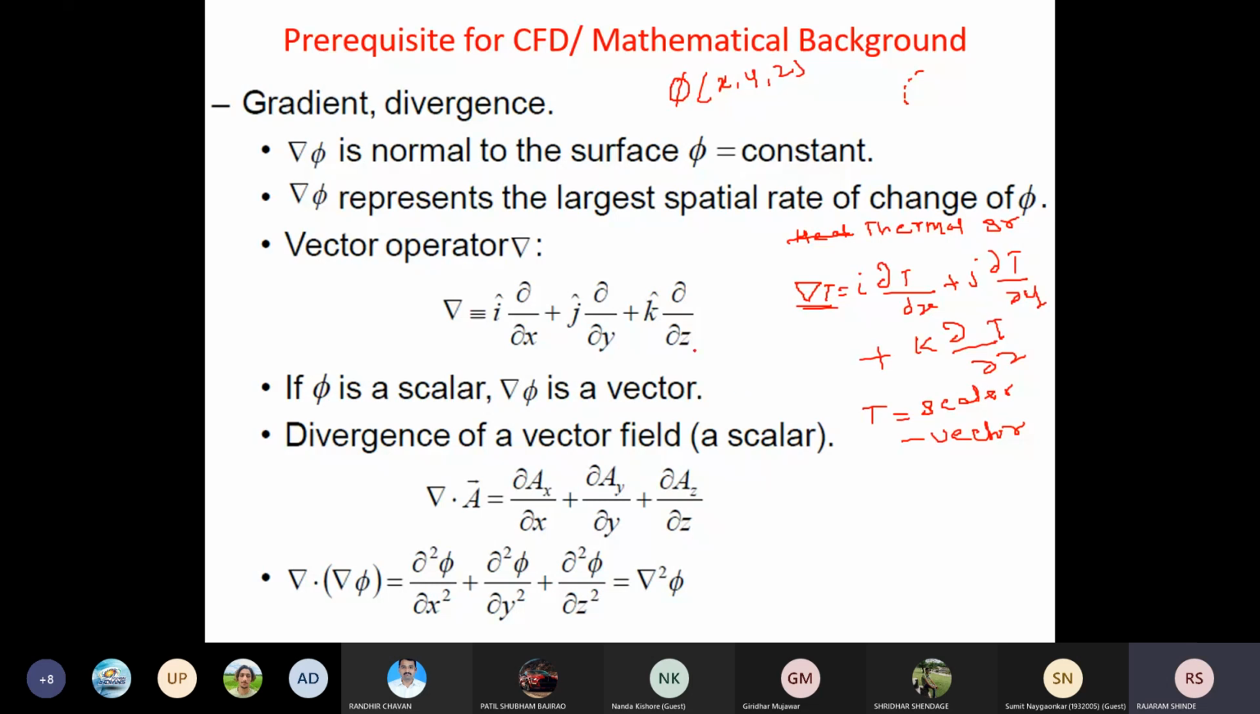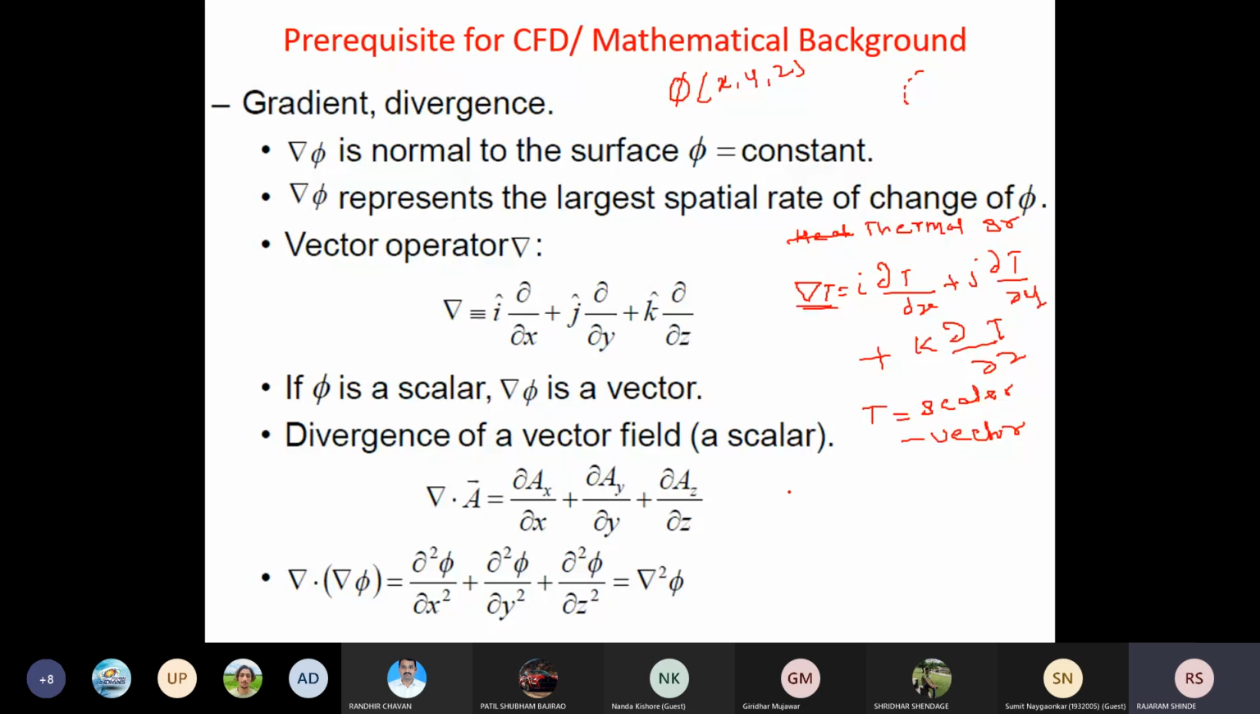Next is the divergence of the vector field. Now divergence means it is a dot product of the gradient, that is the del operator, and a vector. Dot product of gradient and vector. Now how we can write here, I will show you. You see here, now divergence of the vector field, and this results in a scalar. How it is resulting in a scalar, I will tell you.